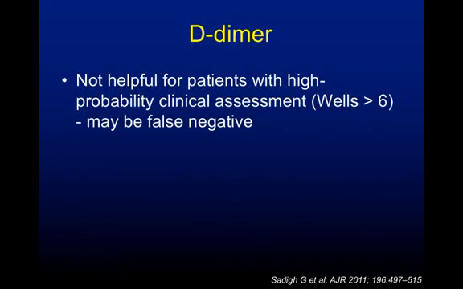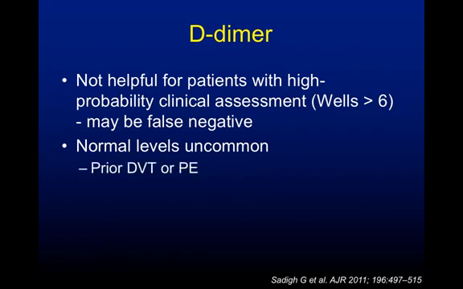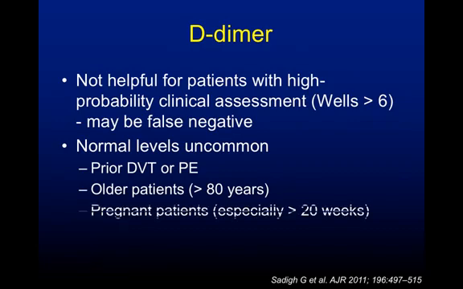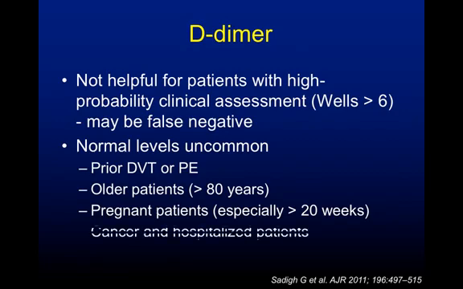However, the D-dimer is not helpful for patients with a high probability clinical assessment because it may be false negative. It is also uncommonly normal in patients with a prior history of DVT or pulmonary embolism, in older patients, especially over the age of 80, and in pregnant patients, especially after a gestational age of 20 weeks. Normal levels are also uncommon in patients with cancer and hospitalized patients.